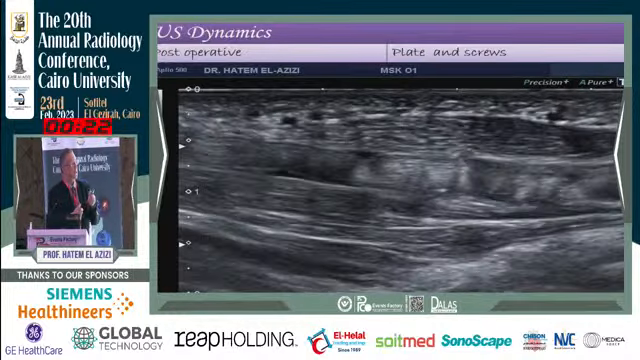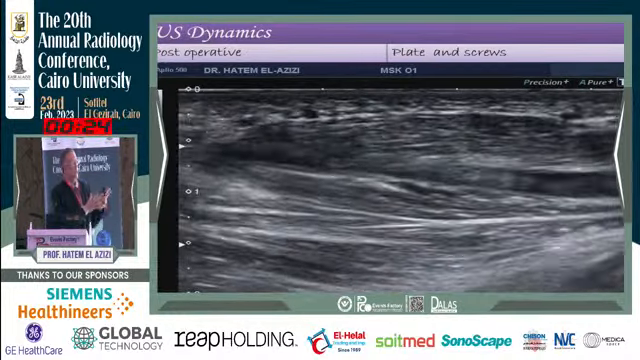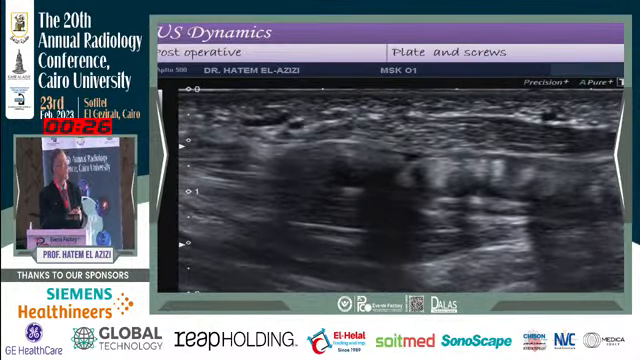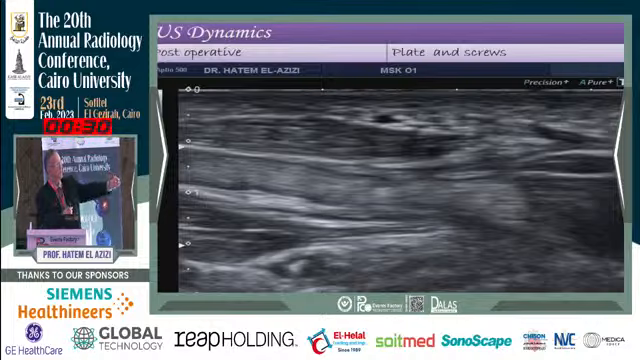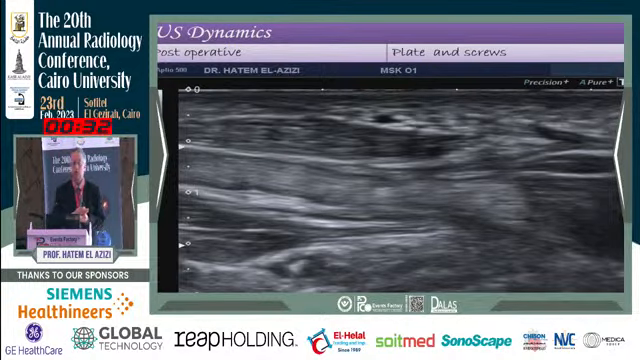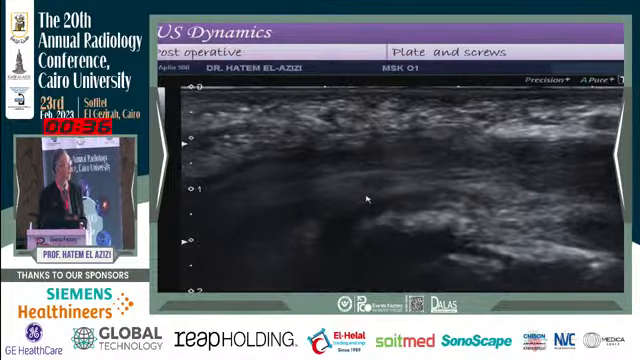On dynamic, we can stretch the tendon. This tendon is okay. This is not the site of the injury. We can stretch the tendon, it is normal. This is not the site. So we are going to search for the site of the tear more proximal.